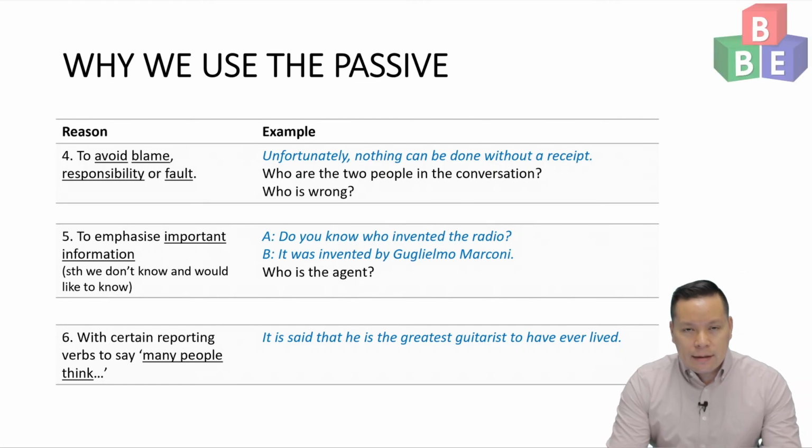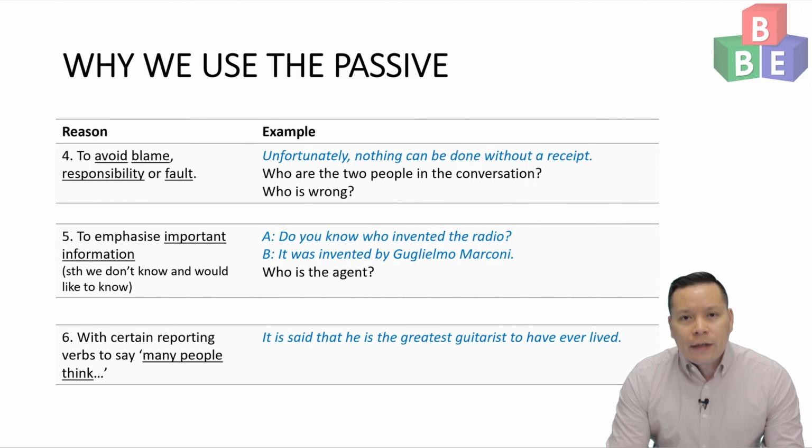These are the 6 reasons why we use the passive. As you can see, the reasons why we use the passive are quite diverse and varied. As I have said, it is a very important grammar structure because we use it in everyday life.